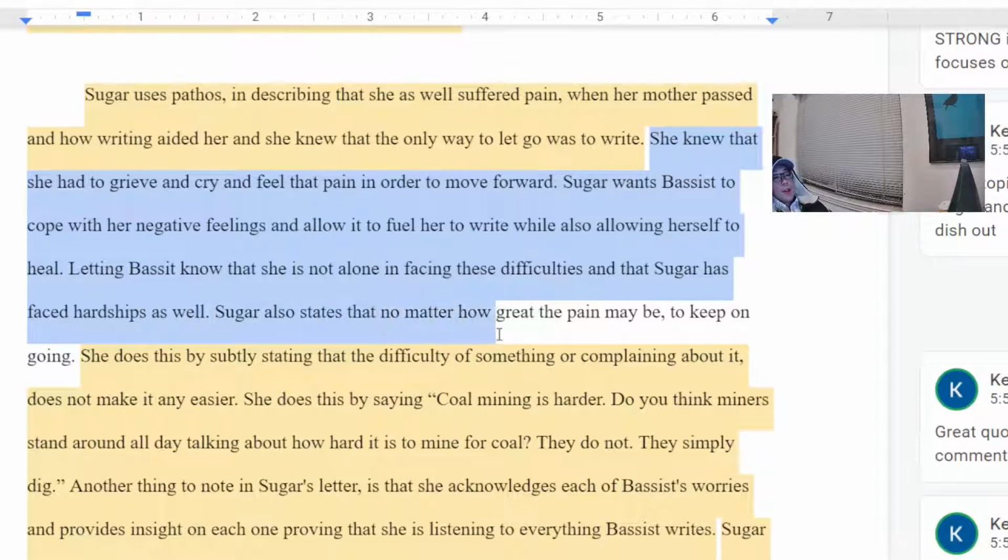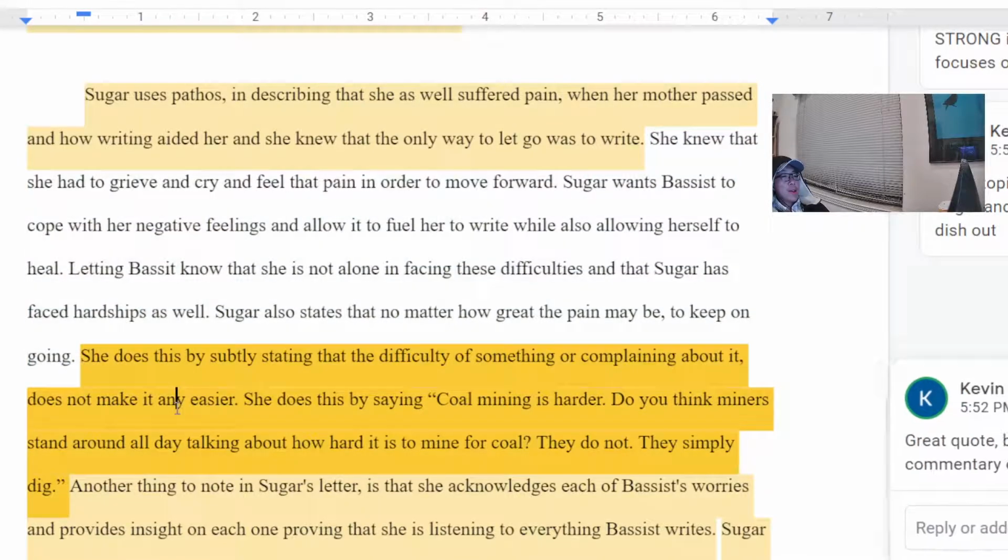Sugar also states that no matter how great the pain may be, to keep on going. So this is not really evidence yet. It's commentary, summary. It's kind of like getting an idea what Sugar's generally doing here, but we do need some evidence eventually, right? But it's fine to have some commentary like this here. It's actually, in fact, preferable that you do because it shows that you've read it and you have a pretty good gist of the reading altogether.